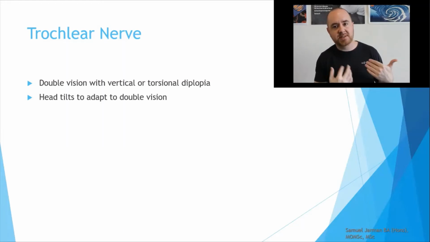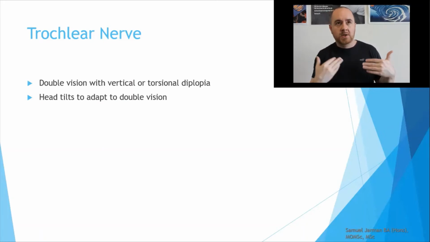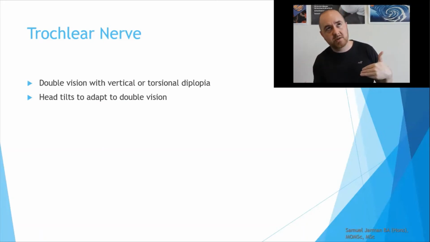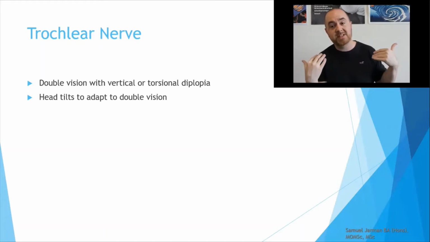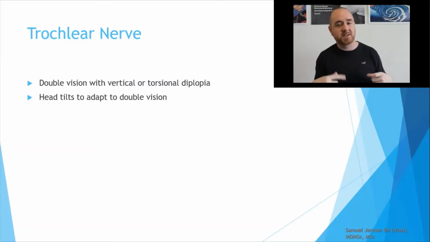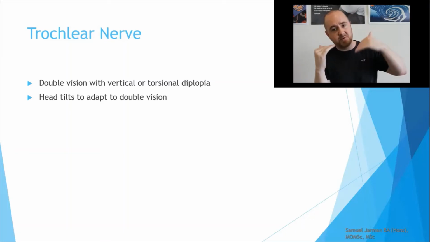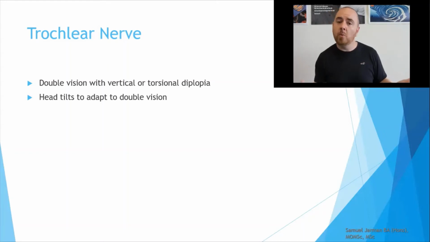So as far as this is concerned, if it is an issue with the trochlear nerve, and a patient comes in like this and you want to fix the neck, or work on the neck to deal with it, it's not necessarily going to help, because in order to see, they have to do this to adapt to the double vision. So you can work on the neck all you want, but they'll stay like this because they have to adjust to the double vision.